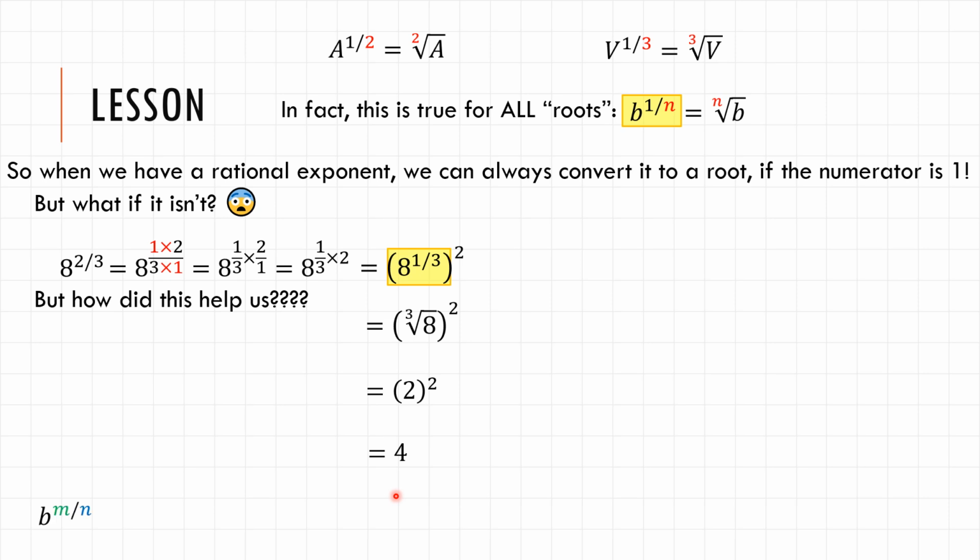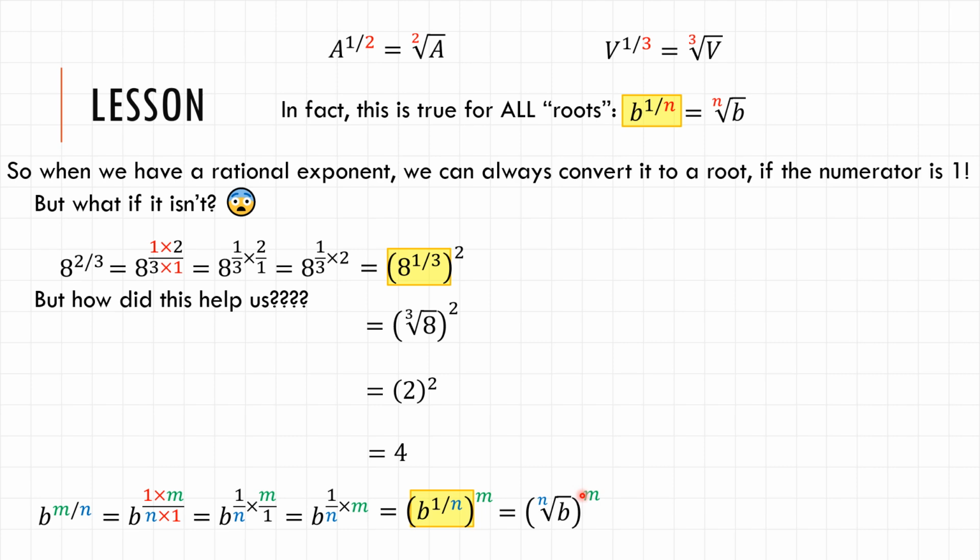And in fact, this is true for any power that has a rational exponent, b to the power of m over n. We can take m over n and split it up, just like we did over here. We can split that into two separate fractions. And then for this one, we'll keep it the way it is. M divided by 1 is just m. And then we can go backwards using the opposite of the power law. This is 1 over n all to the power of m. And this right here is the same thing as this. And so we can change it to the nth root of b and make that all to the power of m.